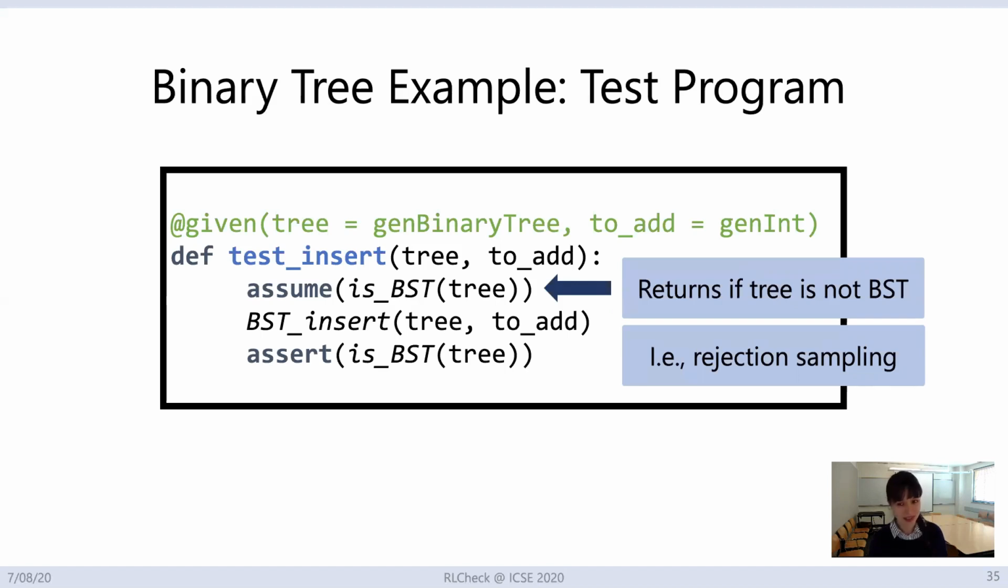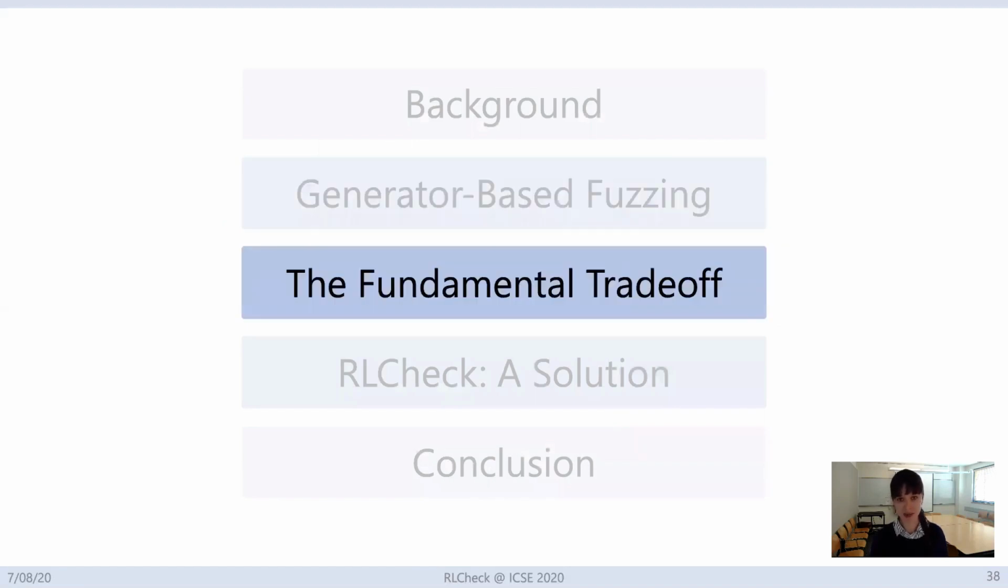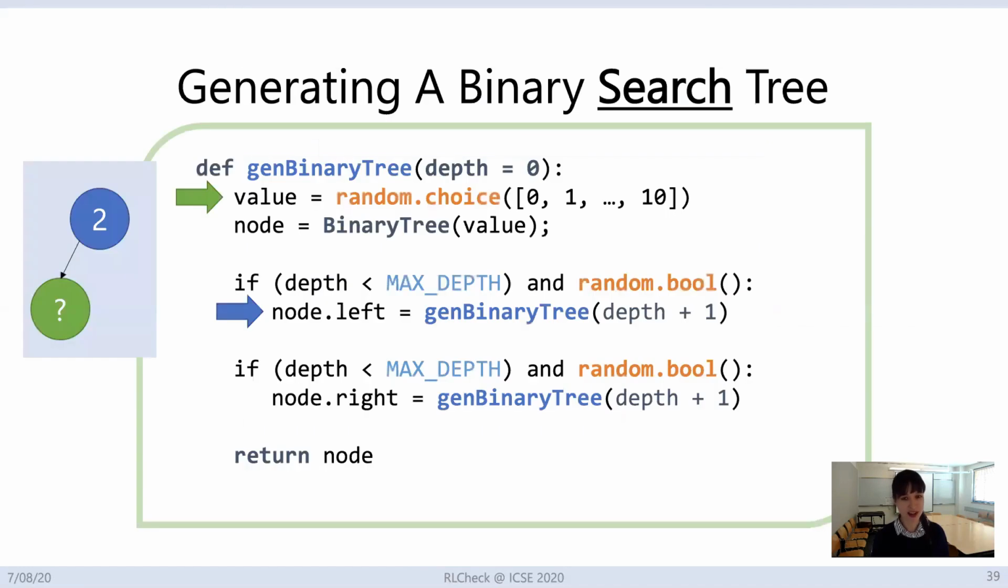Now, as you might imagine, there might be a problem here if we have too many rejections. And that brings us to the big trade-off we have in generator-based fuzzing. How many rejections do you think we have in generating binary search trees here?